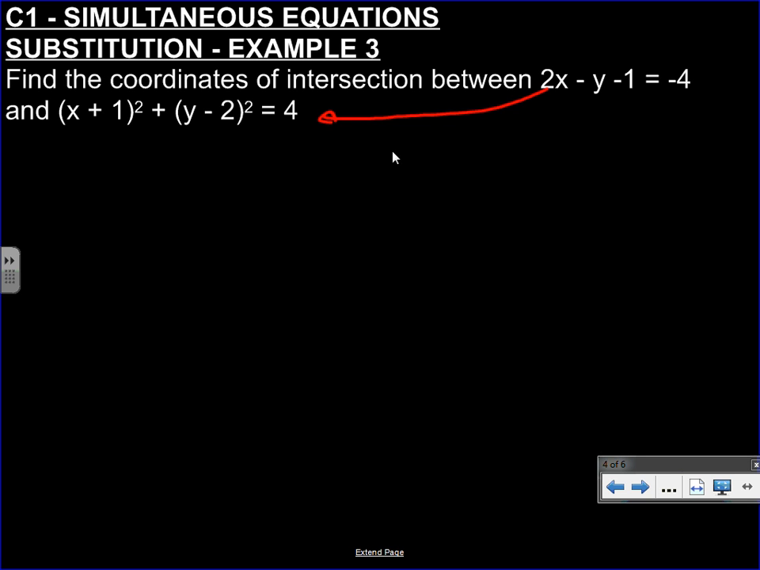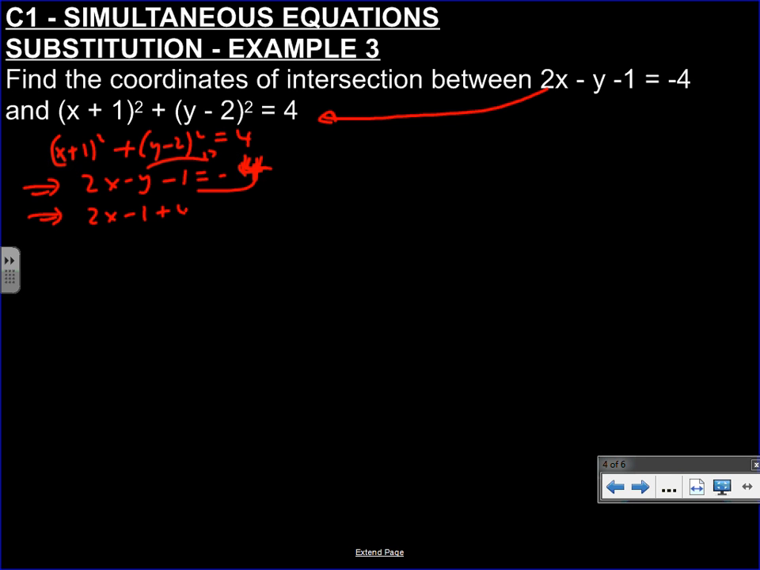So we've got our (x plus 1) squared plus (y minus 2) squared equals 4. We also have 2x minus y minus 1 equals minus 4, but that's not very nice. I reckon we should make y, doesn't matter which one we make, y or x the subject, but for ease I'm going to make y the subject so I don't have to divide anything. So if I move the y over, I get 2x minus 1, bring the minus 4 over, so that's plus 4 equals our y. So y equals 2x plus 3.